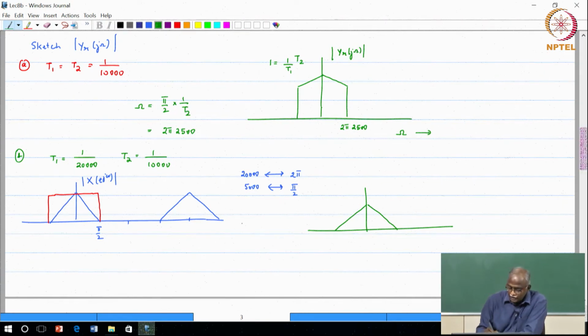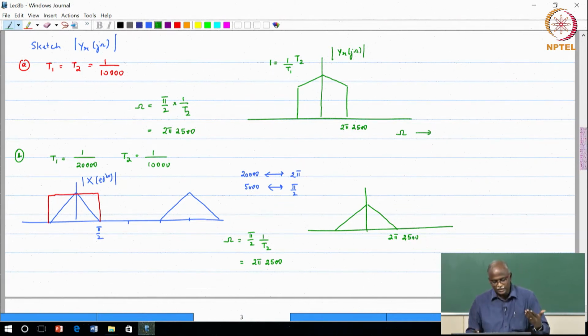So, the discrete time frequency is pi by 2 and I have to convert it into a continuous time frequency. So, into 1 over T2. So, when I do this, this becomes 2 pi times 10,000 by 4. So, it becomes 2 pi times 2500. Okay. So, this becomes 2 pi times 2500.